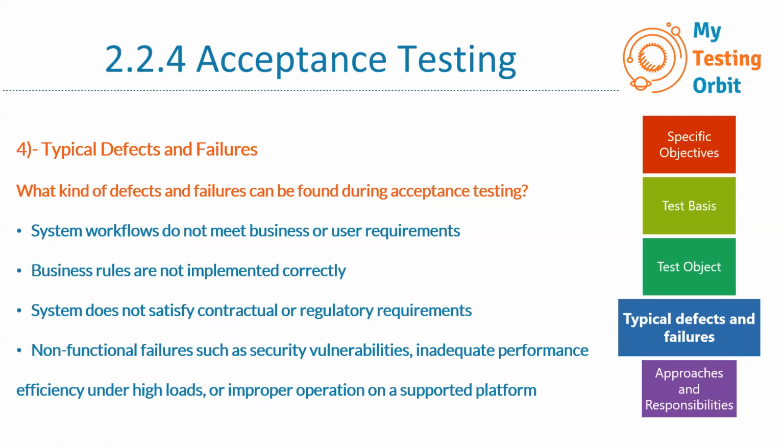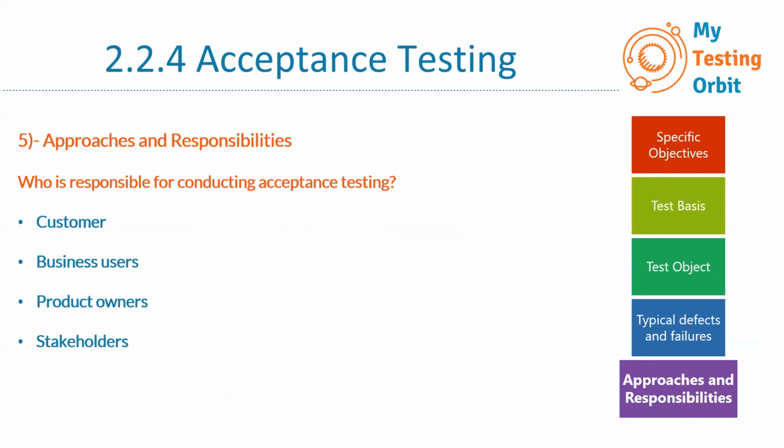The last one is non-functional failures such as security vulnerabilities, inadequate performance efficiency under high loads, or improper operation on a supported platform. So this is more about security testing, performance testing, or any other operational aspect of the platform or the system which is being tested. If there is anything which is not as expected, then we will have a potential defect in that area as well. So here we are done with the defects and failures.